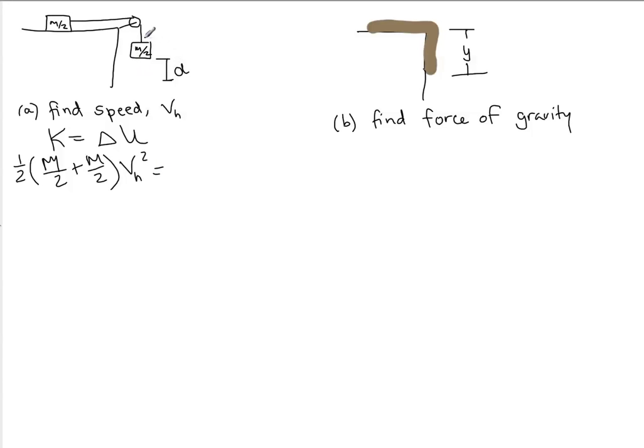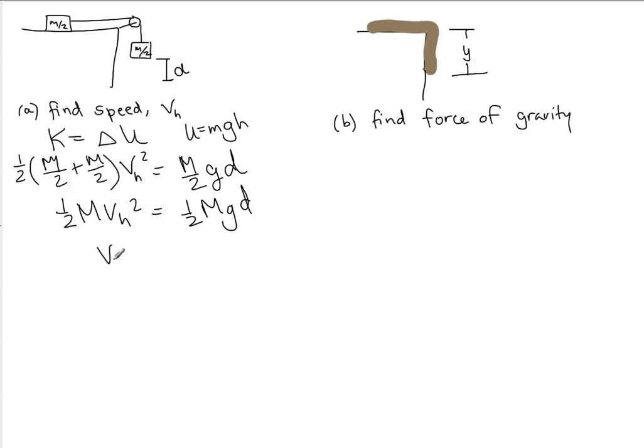Well, it's only this hanging block that's going to change its potential energy. Since potential energy in general is mgh, our change in potential energy is going to be the mass, which is m over 2, times g, times the change in height, which is called d here. So together we have 1/2 m v sub h squared is equal to 1/2 m gd, which leads us to v sub h equals the square root of gd.